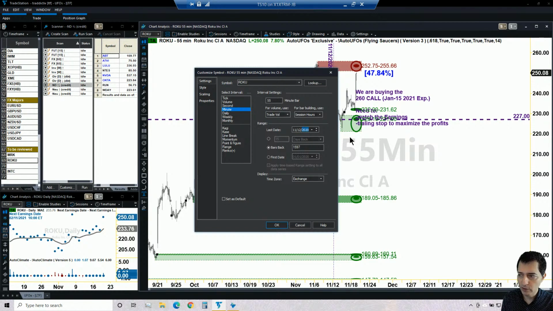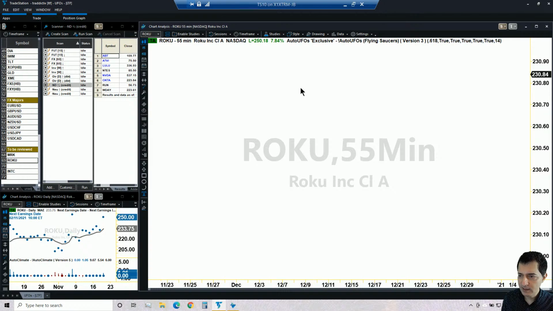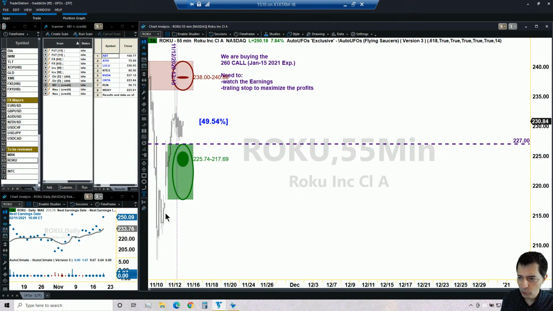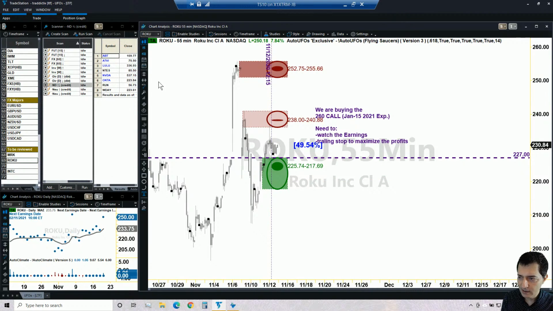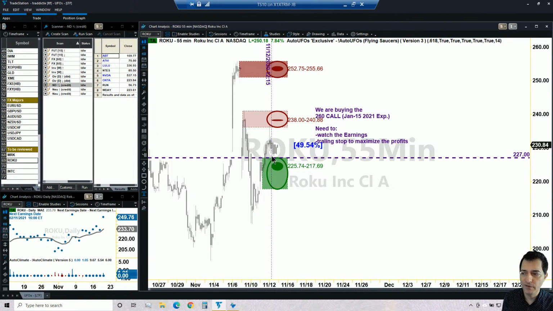So let me show you the 12th. On the 12th, we said if price comes to this UFO, which is when we were planning the trade, get in, and we set an entry point at 227. Notice how price went very close, but didn't touch the dotted line, didn't get to enter the UFO. That was on the 12th. So you may say, okay, so we missed the trade.